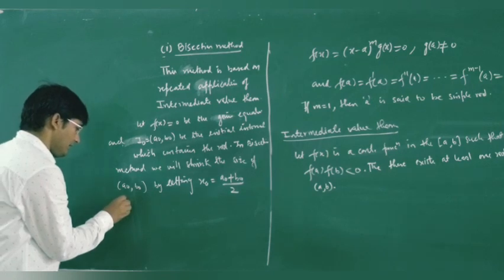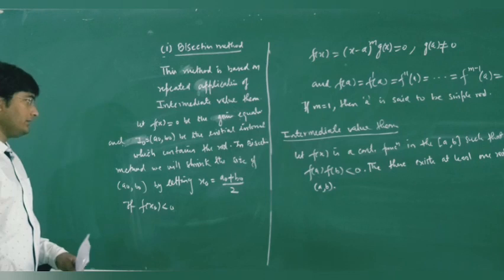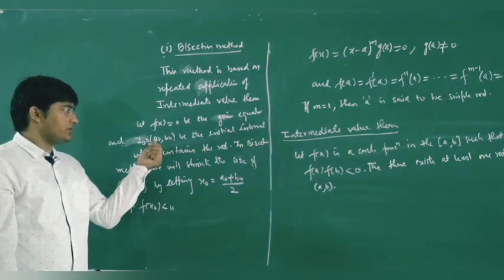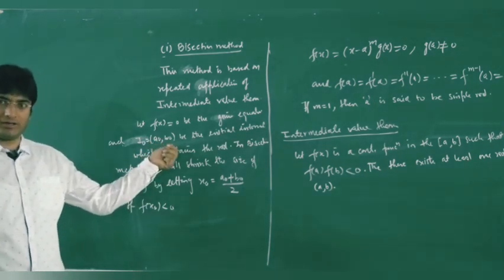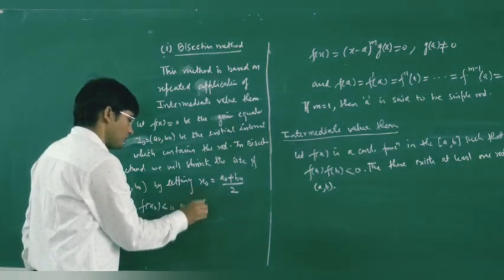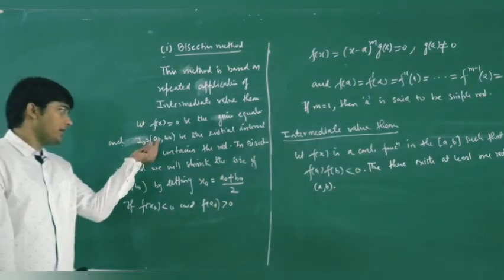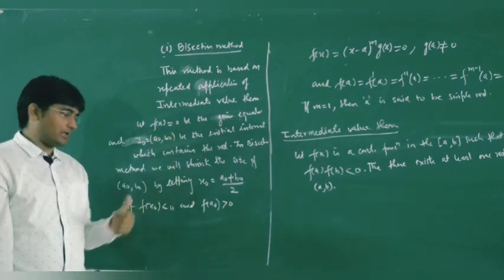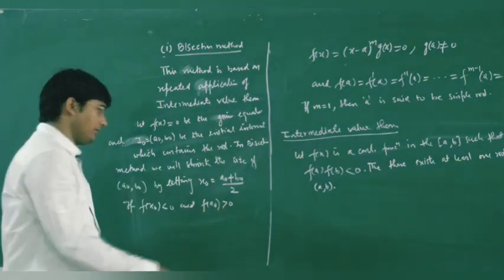Now if f of x naught is negative, and as our initial interval is this one, we can have either f of a naught positive or f of b naught negative. Suppose that here our f of a naught is positive, that means our f of b naught should be negative.